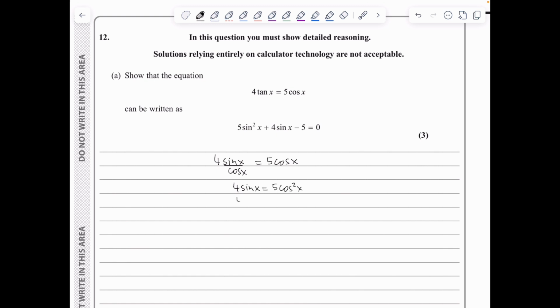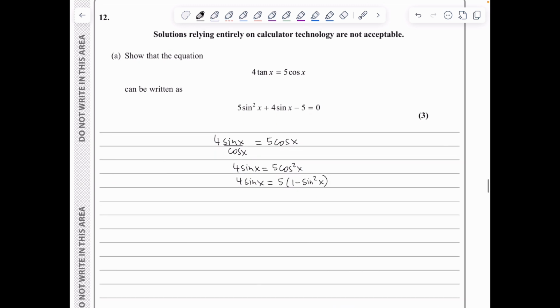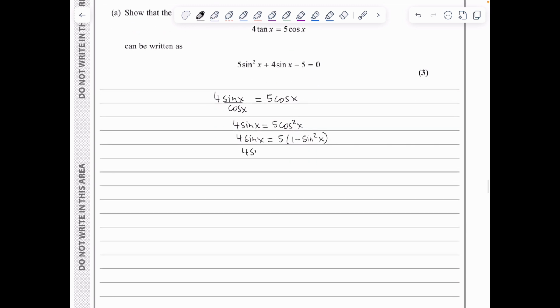And we know that sine squared plus cos squared is 1. So we've got 5 times 1 minus sine squared x on the right hand side, which leads to 4 sine x being equal to 5 minus 5 sine squared x. I will be collecting everything on the left hand side, which leads to 5 sine squared x plus 4 sine x minus 5 being equal to 0 as required.